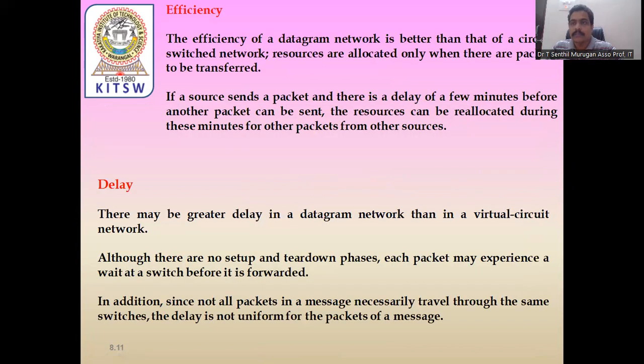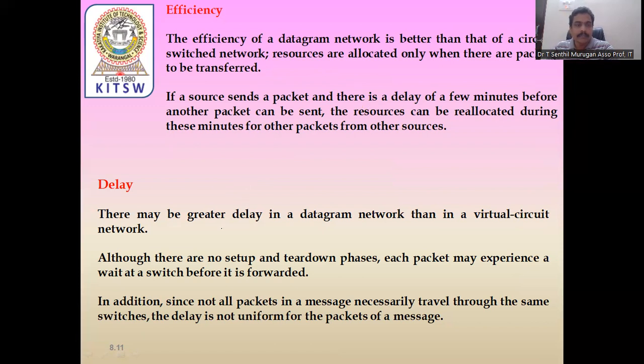Efficiency. So this is the datagram network. The efficiency of the datagram network is better than the circuit switched network. Resources are allocated only when there are packets to be transferred. What is the meaning of that? There is no setup phase for finding the route, establishing the circuit, or allocating the resource. So whenever a packet wants to transfer, it immediately starts transferring. Once the packet reaches the in-between devices, it will be processed according to the destination address and forwarded. Compared with the circuit network, this packet switching or datagram switching network is very efficient.